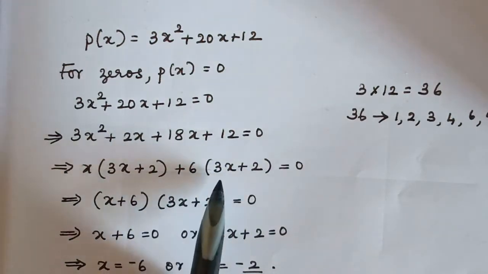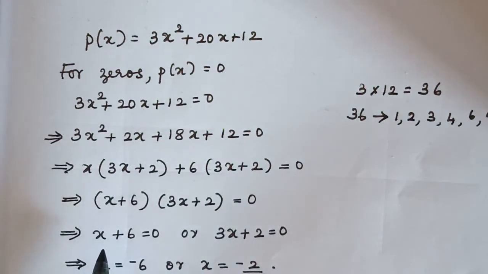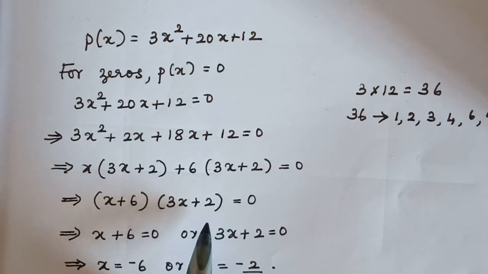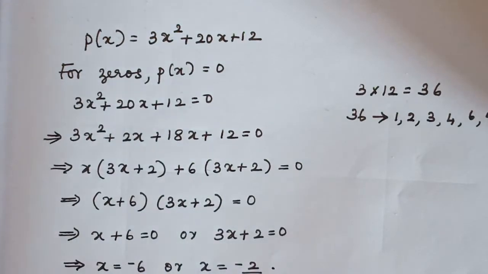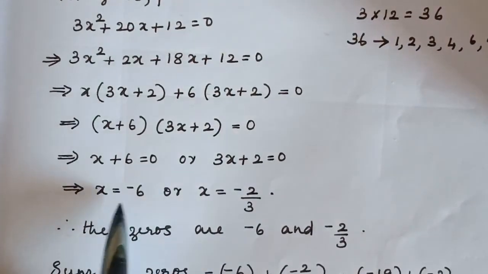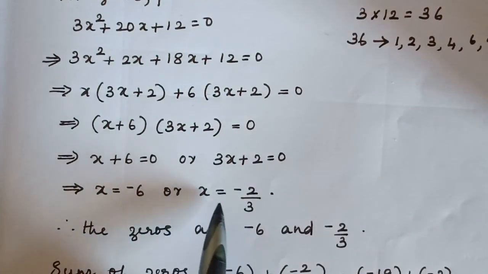Now from these two terms, 3x plus 2 is a common factor. So we can write it as x plus 6 into 3x plus 2 equal to 0, which gives x plus 6 equal to 0 or 3x plus 2 equal to 0. And again we can write it as x equal to minus 6 or x equal to minus 2 by 3.